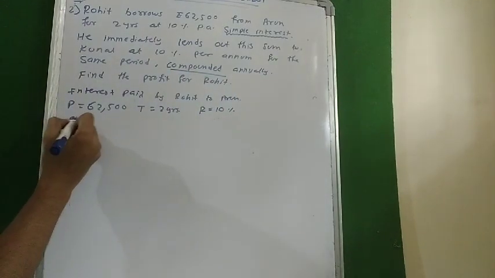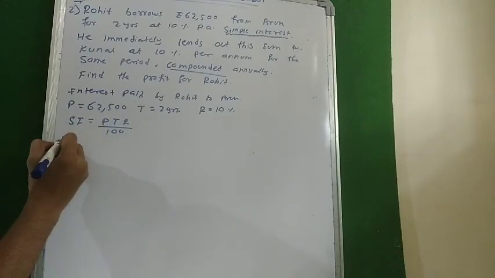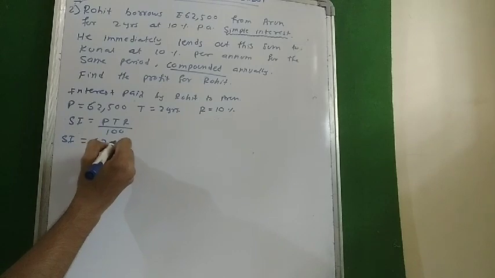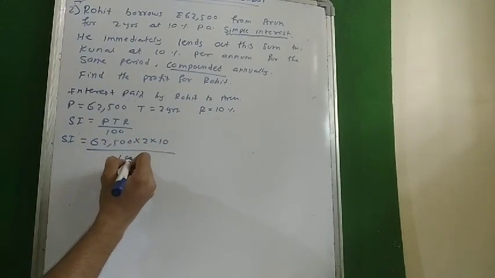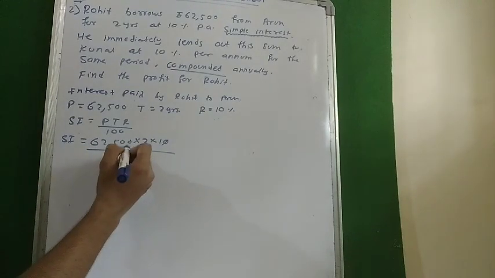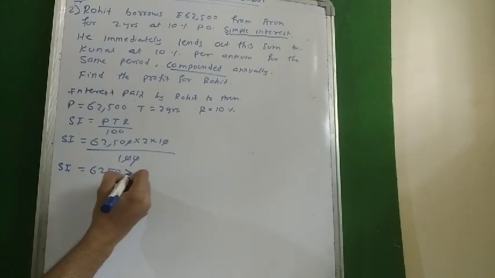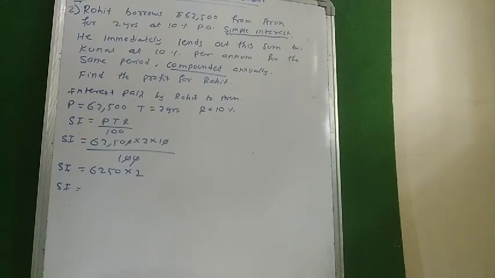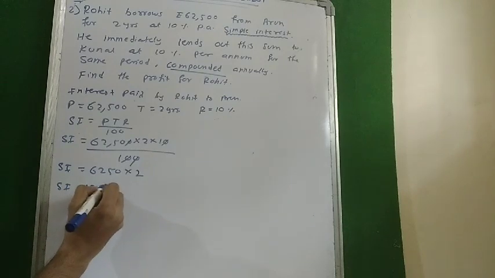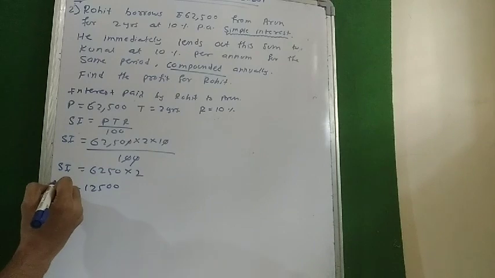Okay, so the simple interest is equal to PTR upon 100. So the simple interest is 62,500, time is 2 years, rate is 10 upon 100. So this 0, this 0, this 0, this 0 gets cancelled. We have simple interest as 6250 multiplied by 2. So the simple interest will be 12,500. Okay, simple interest will be 12,500.